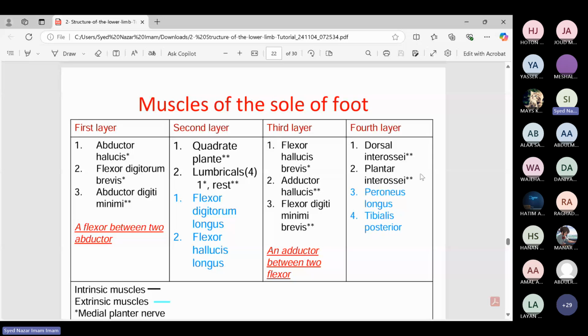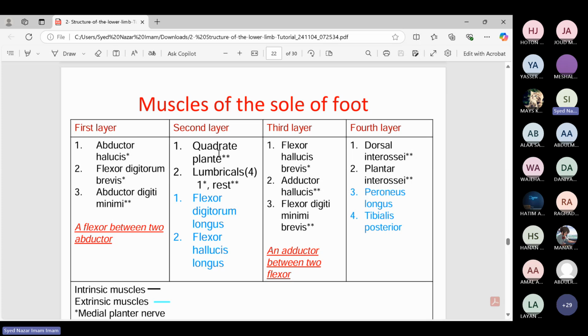The second and the fourth layer are mixed. Some muscles are intrinsic, some are coming from the leg. What are the muscles in the first layer? There is a flexor between two abductors. One going to the big toe, we call abductor hallucis. One going to the small toe, we call abductor digiti minimi. In between these two, we have flexor digitorum brevis. Remember, the flexor digitorum longus is coming from the posterior compartment of the leg. So these are the three intrinsic muscles in the first layer, a flexor between two abductors.